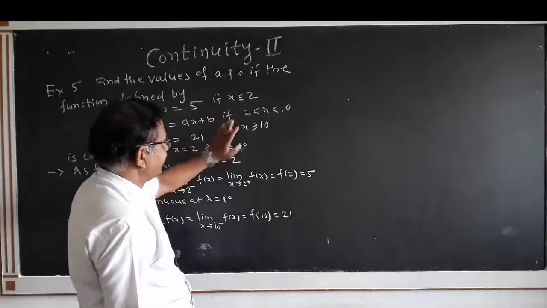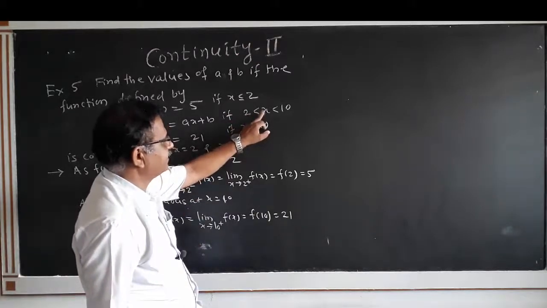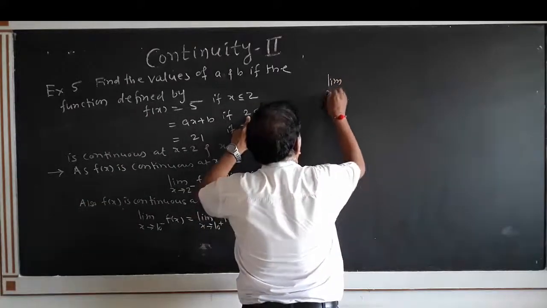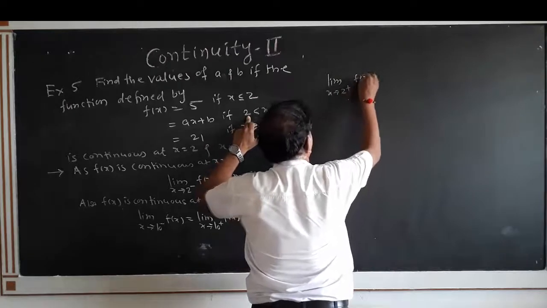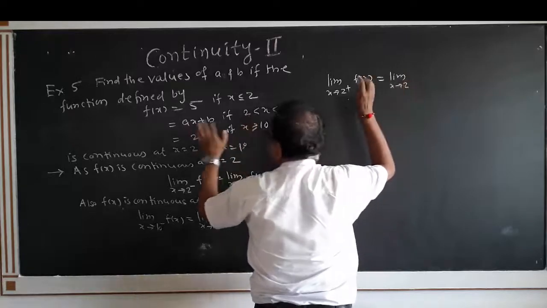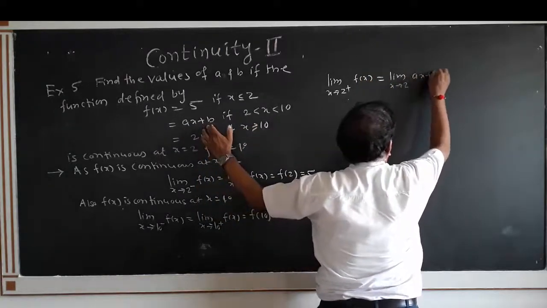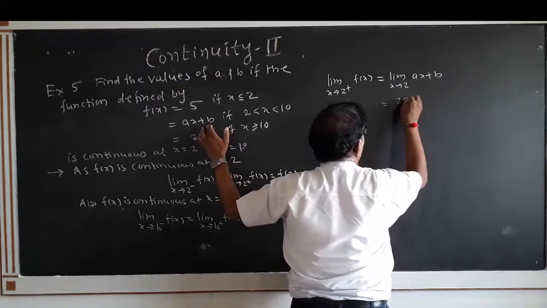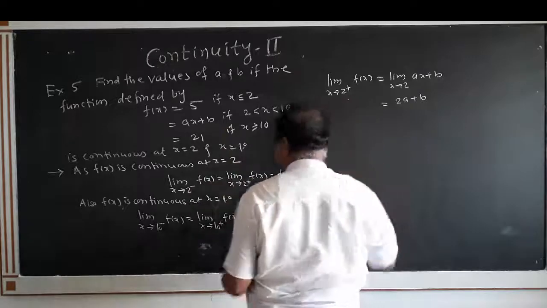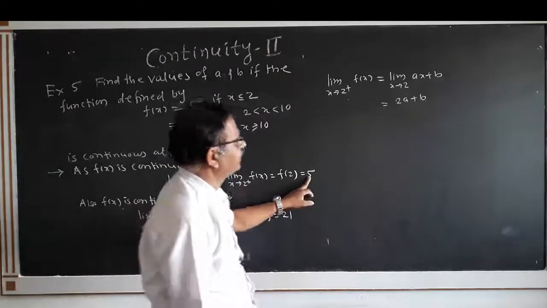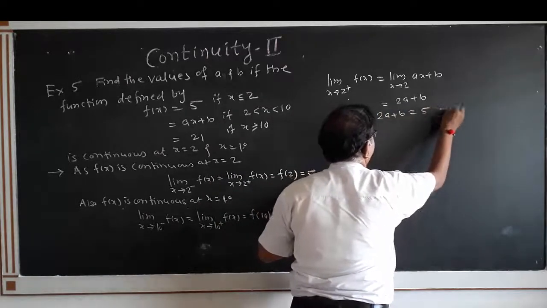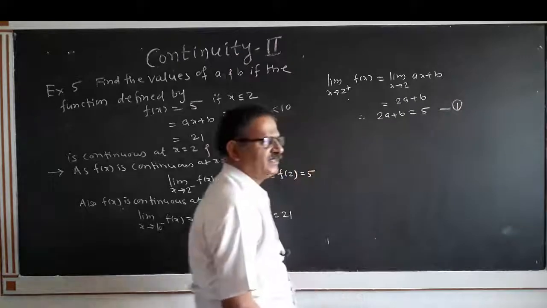We shall find out limit as x tends to 2 plus, here x is greater than 2. Therefore, limit x tends to 2 plus of f(x) is equal to limit x tends to 2 of ax plus b, which is nothing but 2a plus b. And we know that right hand limit equal to 5. Therefore, 2a plus b equal to 5. This is the first equation we obtain between a and b.